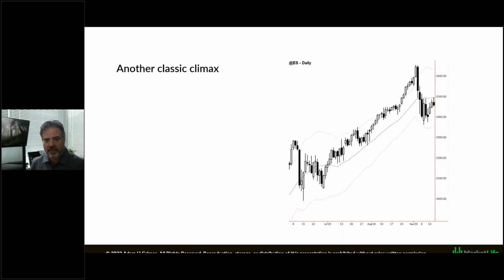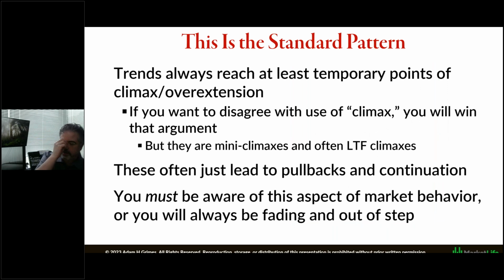Here's another example of a climax, a little bit of a move here, a little bit of a consolidation. So this is also one, and this is one reason why trend termination is so seductive to people, because this is the way trends work. You will get to these temporary minor climax overextension points. And maybe you want to say, okay, it's not, Adam, it's not a climax. You're probably right, but it's a lower time frame climax, and it's certainly an overextension. And those are the points that really just set up your best pullbacks.